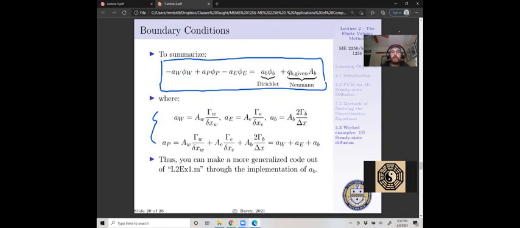I have a question. Yeah. So why can't we have both a Dirichlet and a Neumann? Can't you have a problem where you have a fixed temperature on one end and then a flux on the other? Well, we can. That's a great question, Josh. So we can specify a temperature here, and we can specify a flux here. And that makes perfect physical sense.